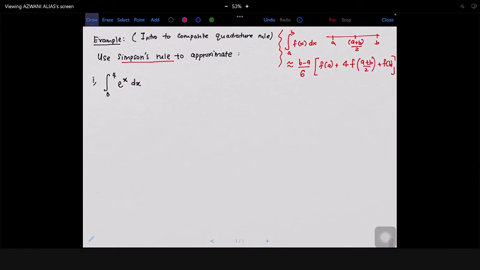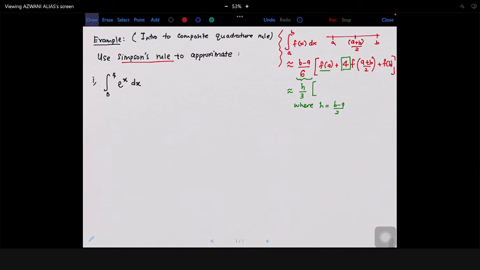Okay, this is 4 here. So the difference there is the midpoint is multiplied by 4. Or this part is equal to H over 3, right? H over 3 where H is (B minus A) divided by 2. Okay, or we can write the formula of F(A).